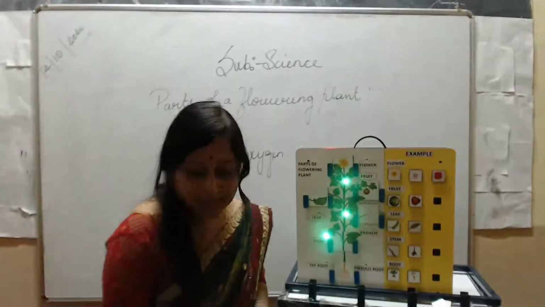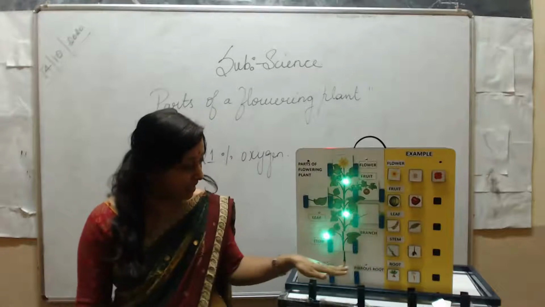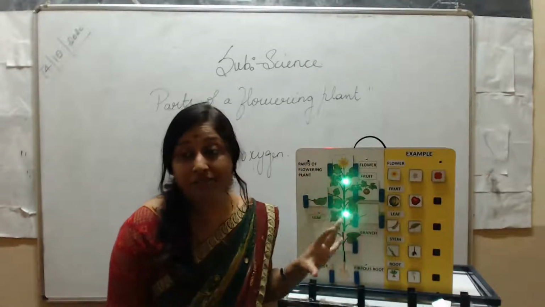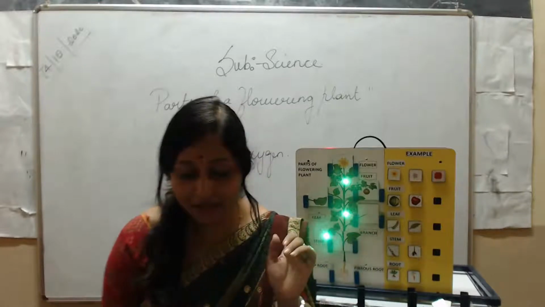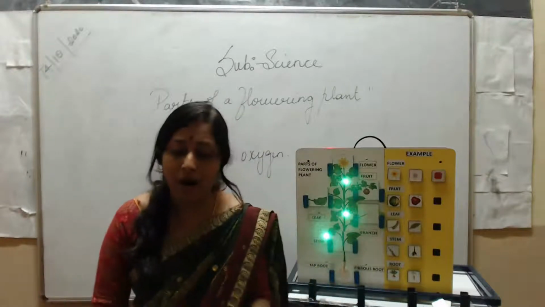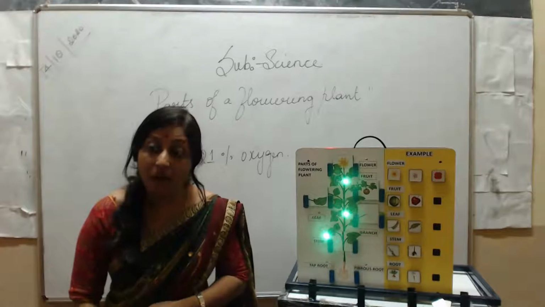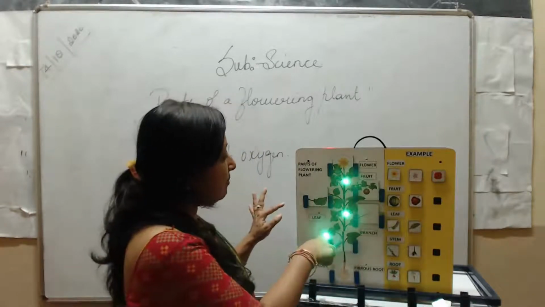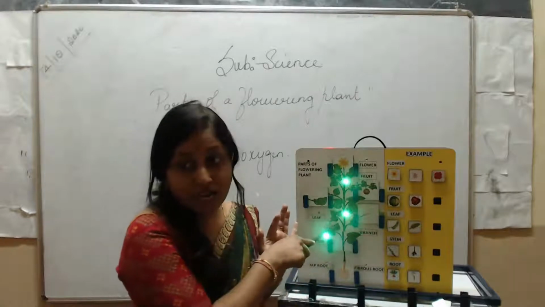In case of stem, stem is a main part. It is called a main part. It holds all the parts of the plant. Stem is a main part of the shoot system which bears all other parts of the plant.